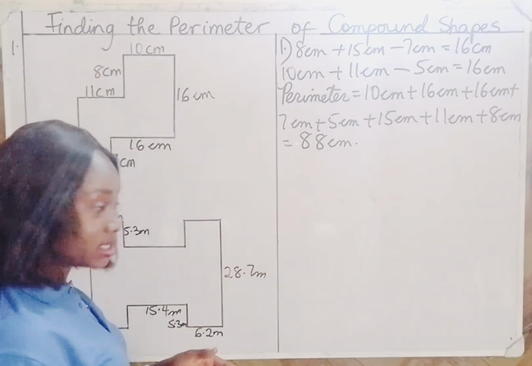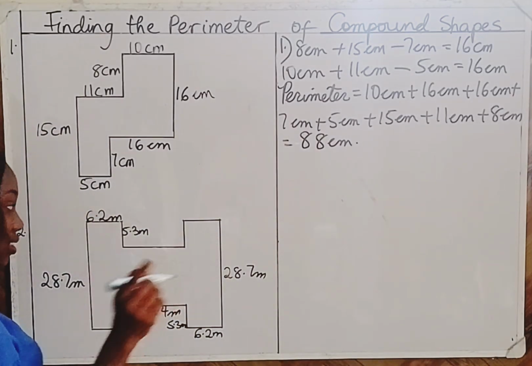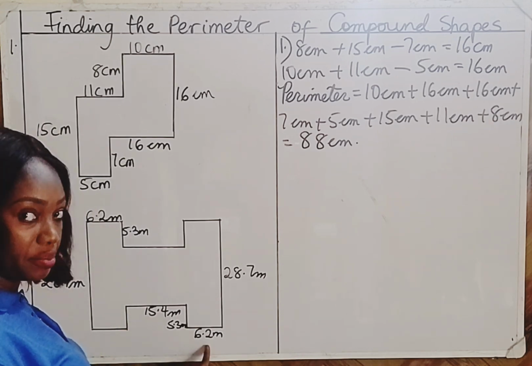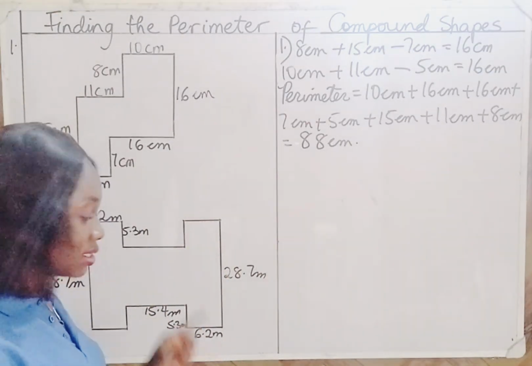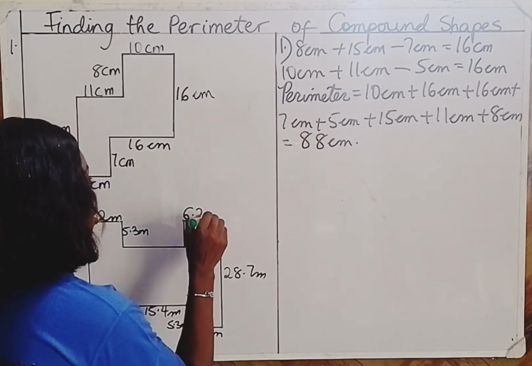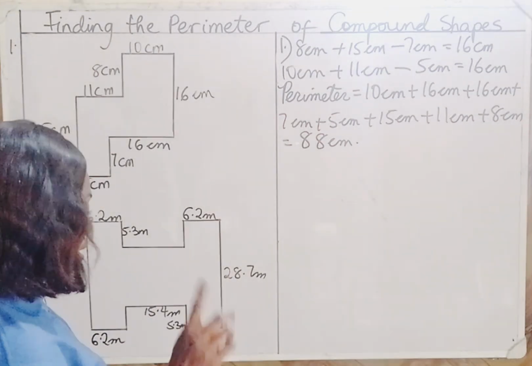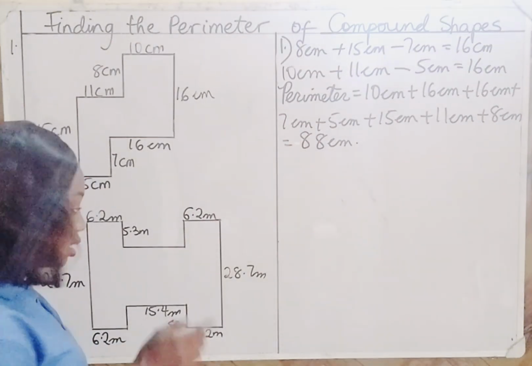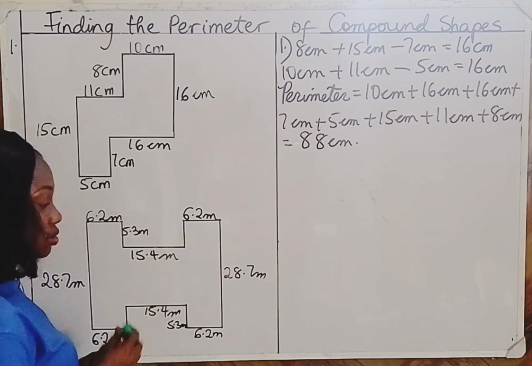Now the length of this side has been given to us to be 28.7 meters. That means the length of this side equals 28.7 meters as well. This length is also 6.2 meters, which is the same thing with this length. That means this length and this length are also going to be 6.2 meters. Now here we have 6.2 meters, and here we have 6.2 meters. Now, if this length is 15.4 meters, that automatically means that this length as well equals 15.4 meters.